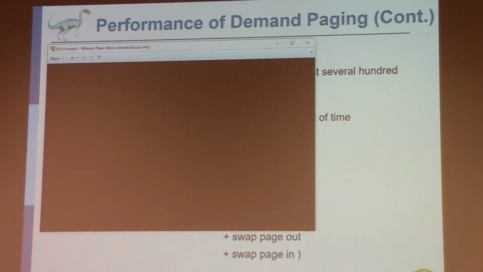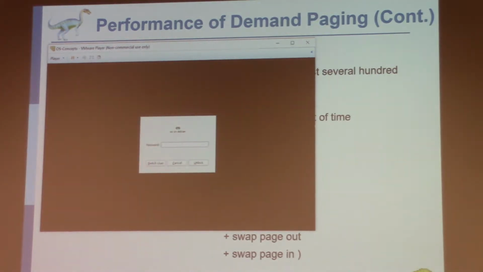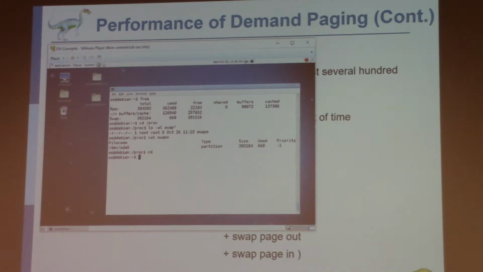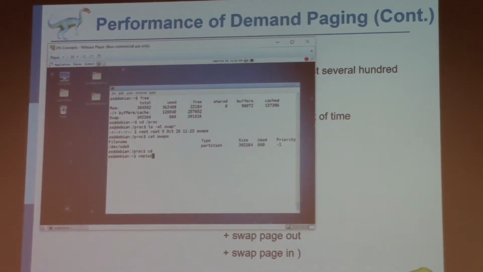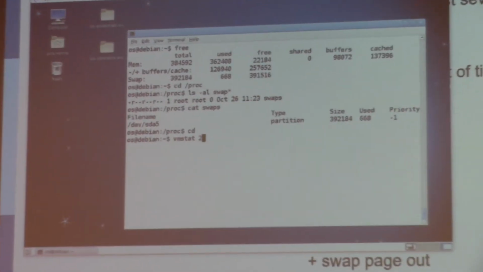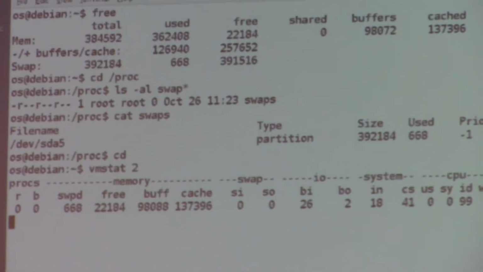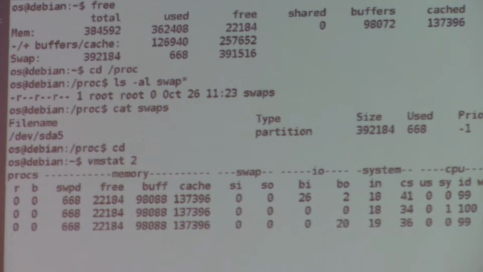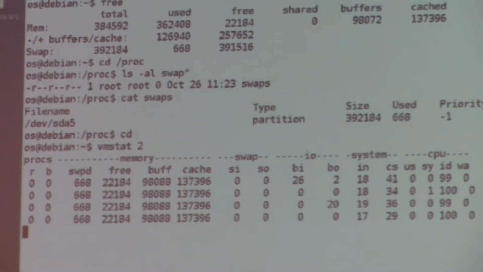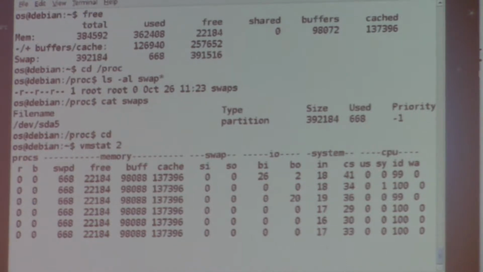Then let's check my virtual machine. There are several commands that you can use to check how many page ins and outs or page faults there are. One of them, the most popular one, is the vmstat command. vmstat is called virtual memory statistics. If you give a number, like 2, it is updated every 2 seconds. So this is not only for virtual memory. Actually, it gives the overall performance statistics. It's one of the very good ones. I use it a lot.